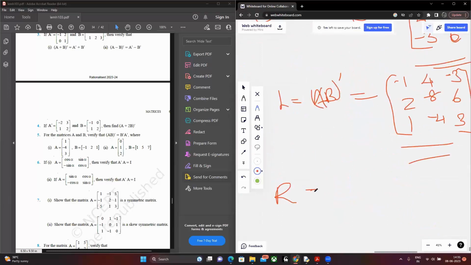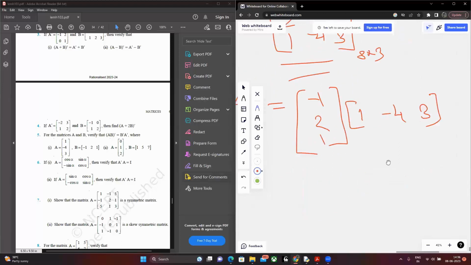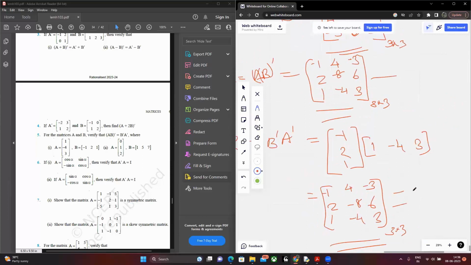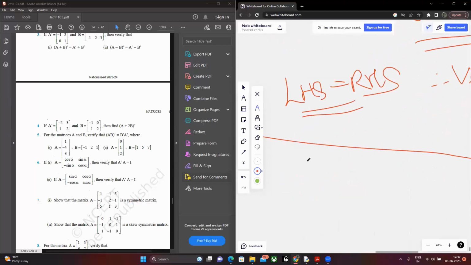On the RHS, you are going to have the expression B dash times A dash, right? B dash times A dash. This column matrix, that is minus 1, 2, 1 into the row matrix 1, minus 4, right? Which gives you the 3 cross 3 matrix of minus 1 times this, that is minus 1, 4, minus 3. Then you have 2 times this, that is going to be 2, minus 8, 6, and 1 times this, that is going to be 1, minus 4, and 3. Notice that therefore your LHS is equal to RHS, therefore, verified. I've taken to writing down verified, I don't know why.